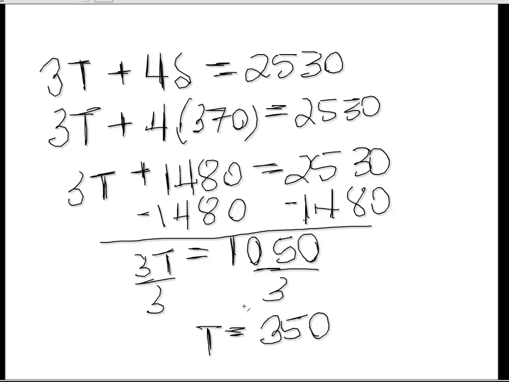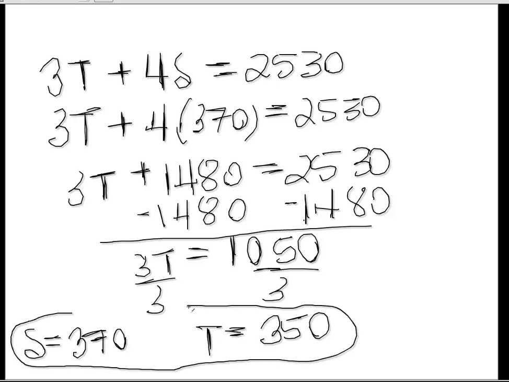Okay? So now we have our two answers. We said before that S is 370. So the cost of the stereo is 370 and the cost of the television sets is 350. Alrighty.